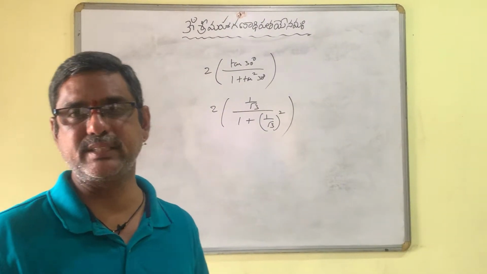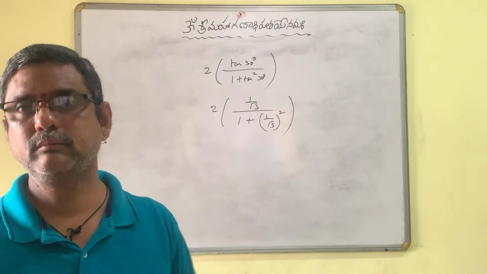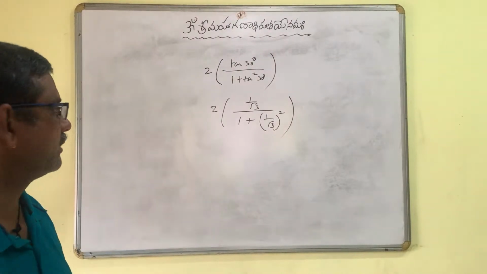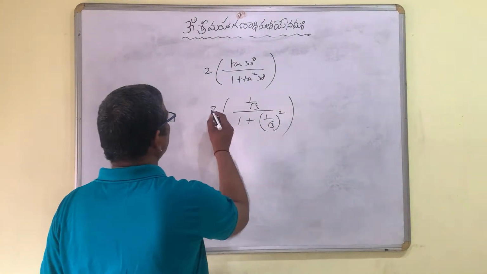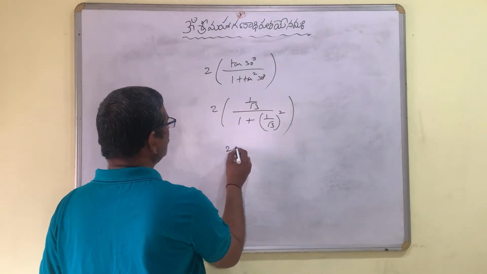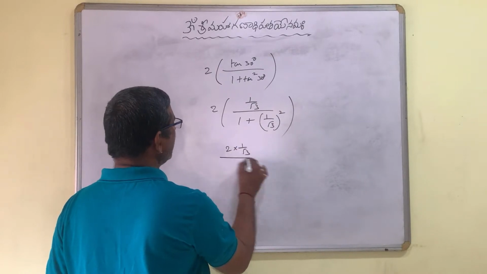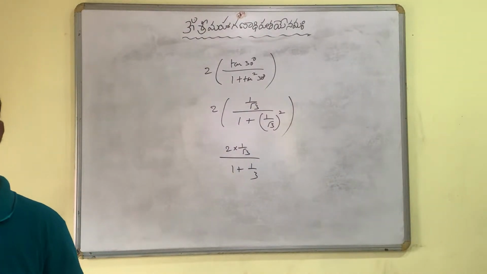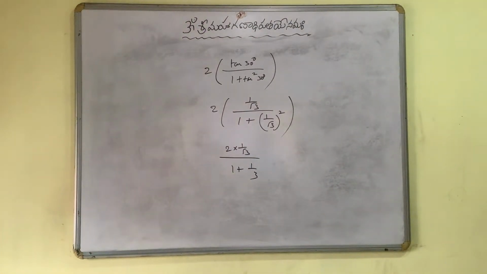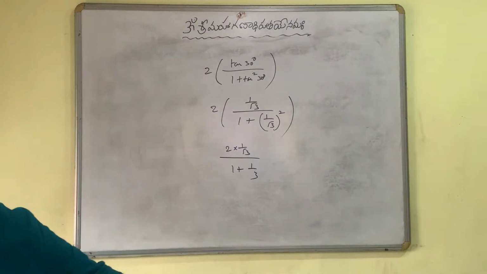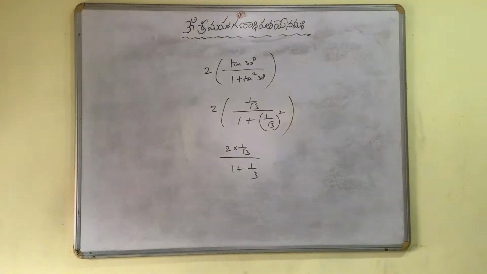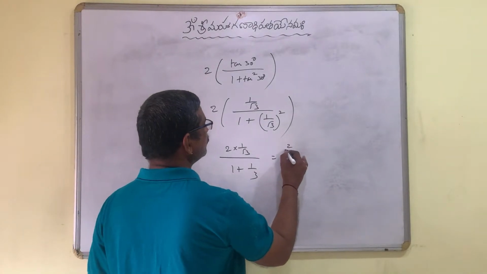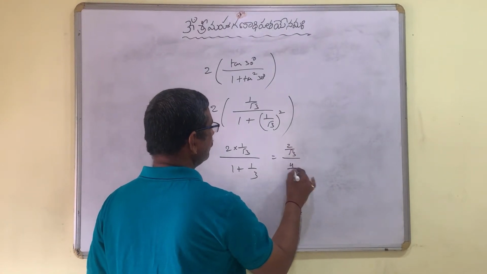Many students did wrong in this simplification. See here. 2 into 1 by root 3 by 1 plus 1 by 3. This is what you have to do. 1 plus 1 by 3 is 4 by 3. So this is 2 by root 3 by 4 by 3.